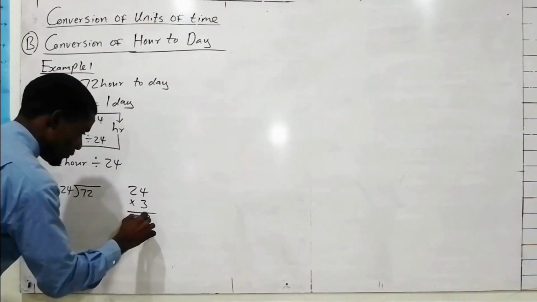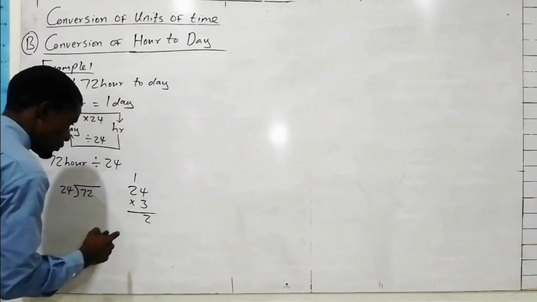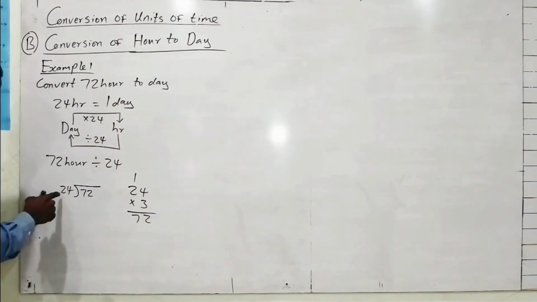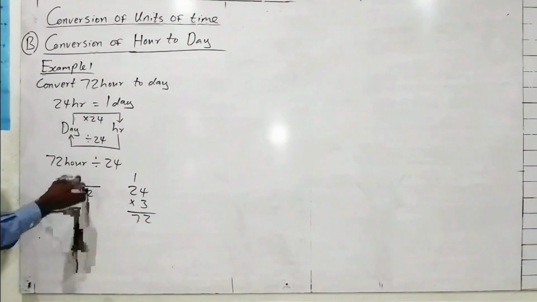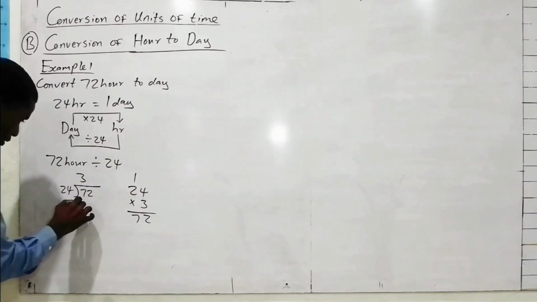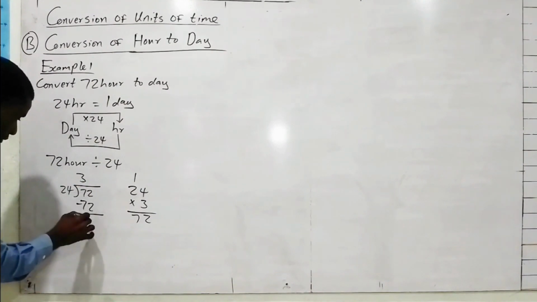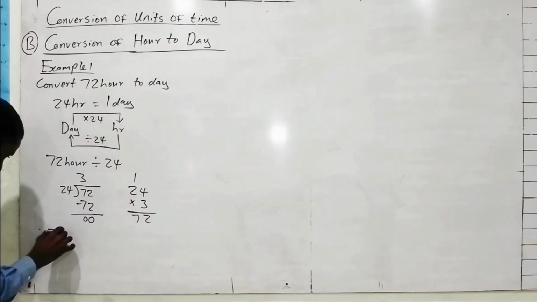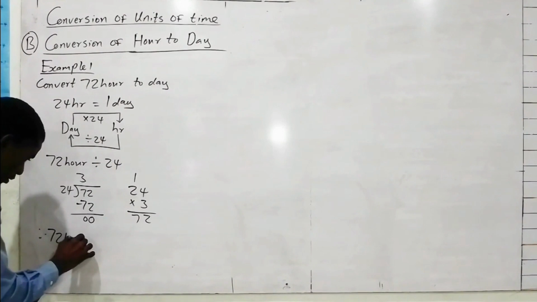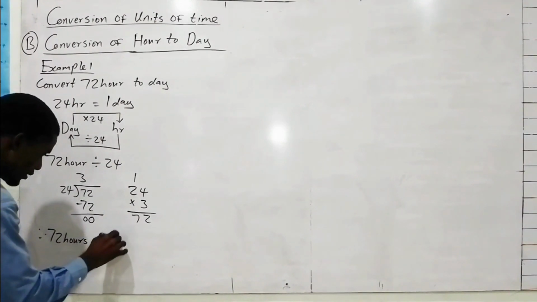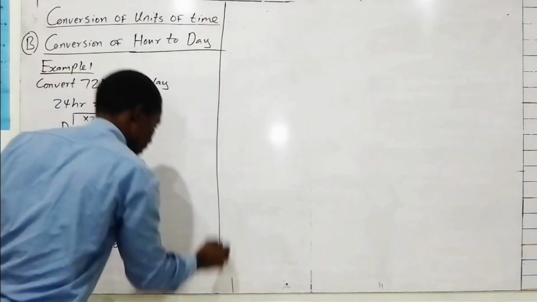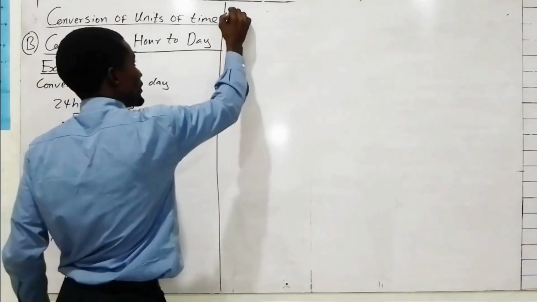3 times 4, that gives us 12. Keep 1. 3 times 2 is 6, plus 1, that's 7. So we have 72. Definitely 24 can go in 72 3 times. So 3 times 24 will give us 72. 72 minus 72 will give us 0. Therefore, 72 hours equals 3 days.